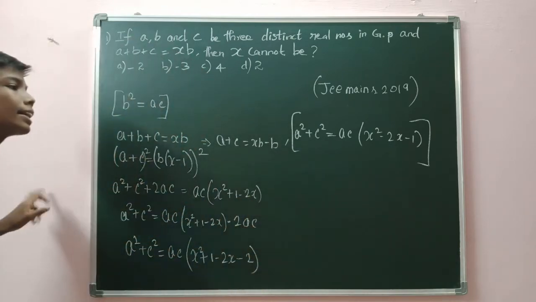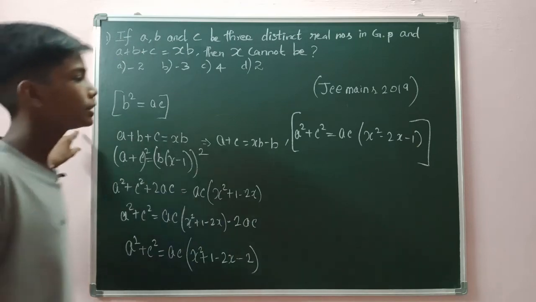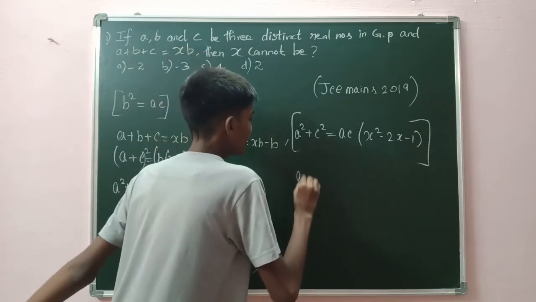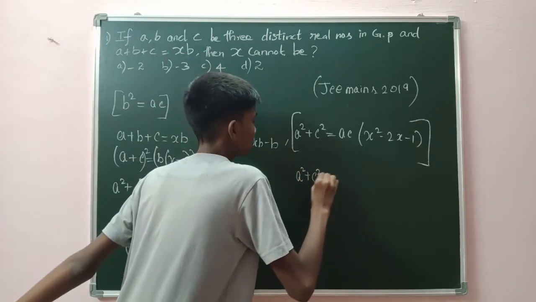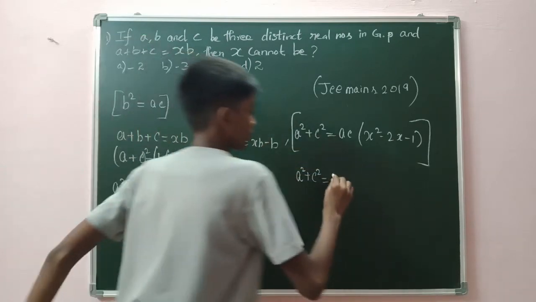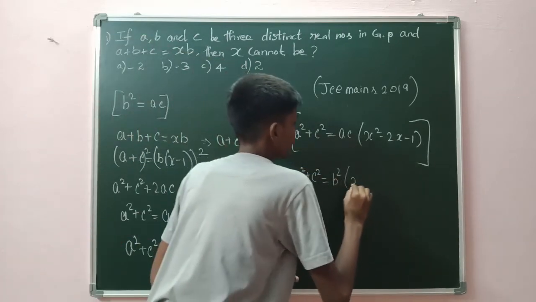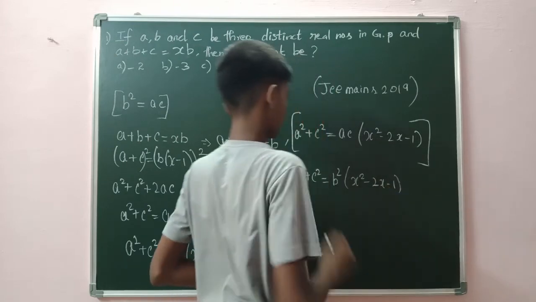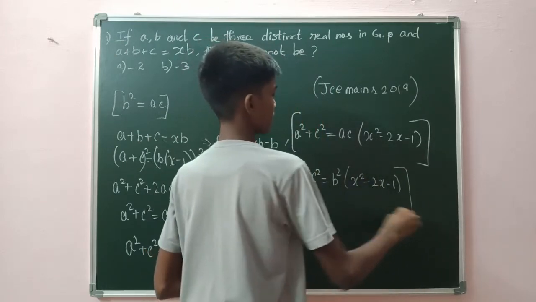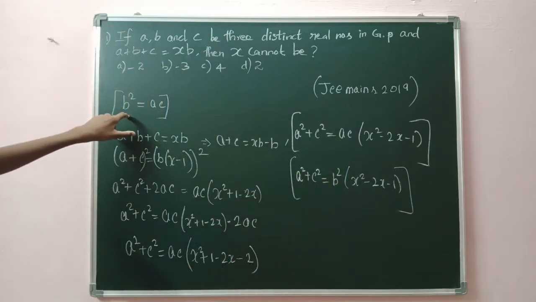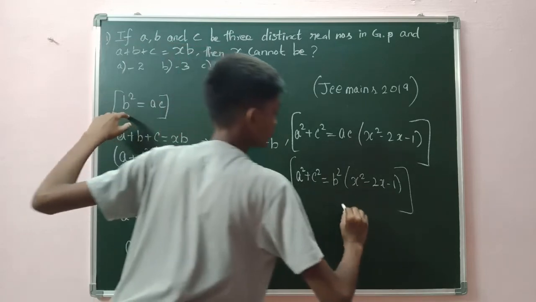Okay, so here, I know that a square plus c square is equal to AC into x square minus 2x minus 1. So I can write the same equation as a square plus c square is equal to, what is AC? B square. AC is b square into x square minus 2x minus 1. This is what I am having now. I just take this AC as b square. That's a condition. This is the equation we have now.